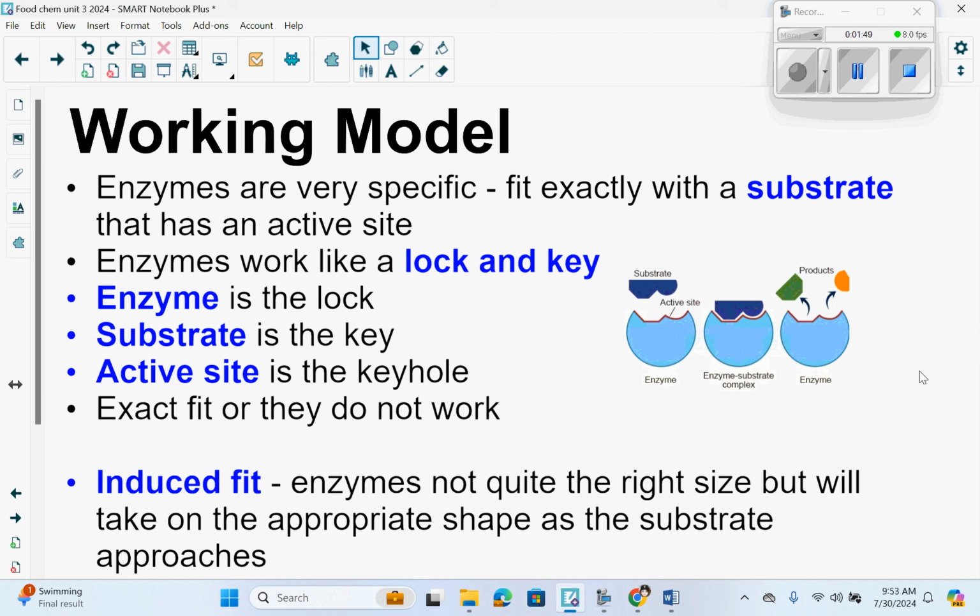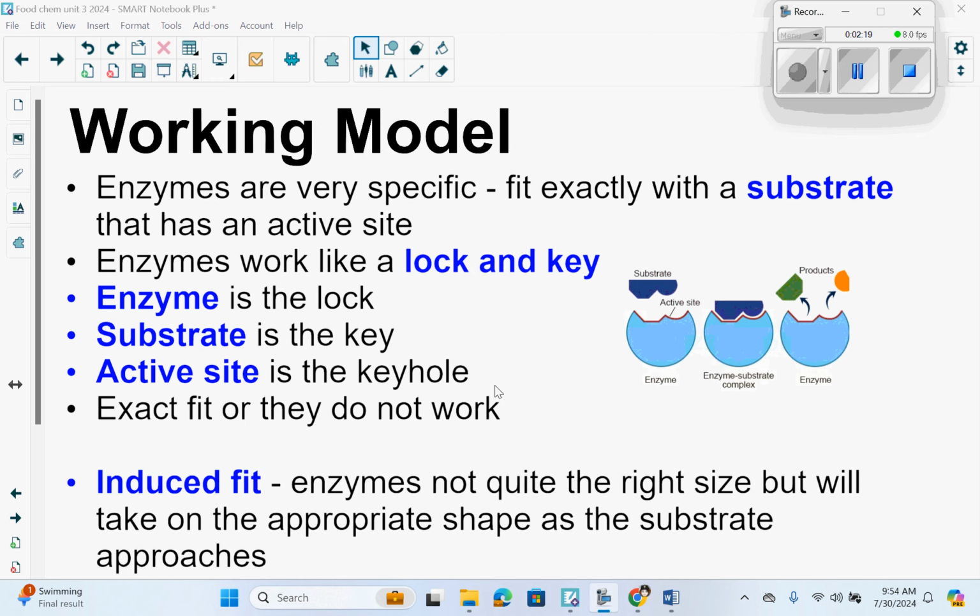Working model. Enzymes are very specific. They fit exactly with what's called a substrate that has an active site. And enzymes work like a lock and key. The enzyme, like right here, is the lock, the substrate is the key, and this active site is like the keyhole. So this has to be an exact fit or it's not going to work.